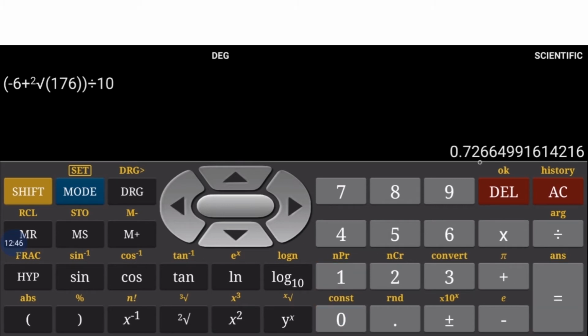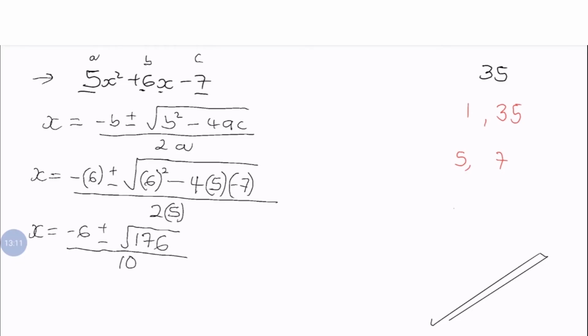We get an answer of 0.726. And on your question paper, we're supposed to give an answer which is correct to 2 decimal places. So we'll have to round this up to 0.73. So that means our x is equal to 0.73. Remember that the first time we used a plus, now we'll use a minus. So this is what we'll do.